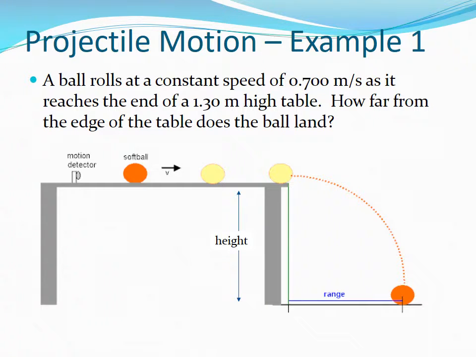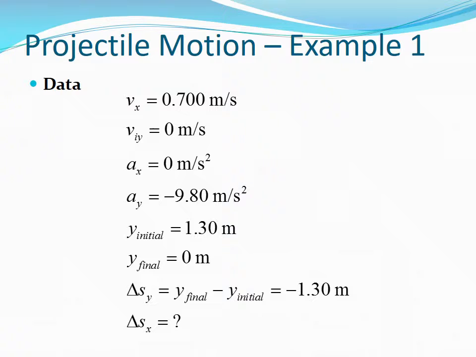As an example, a ball rolls at constant speed of 0.700 meters per second as it reaches the end of a 1.30 meter high table. How far from the edge of the table does the ball land? The data are given in the problem description. Delta s sub y is negative since the motion is down. We are trying to find the horizontal motion before it hits the ground.